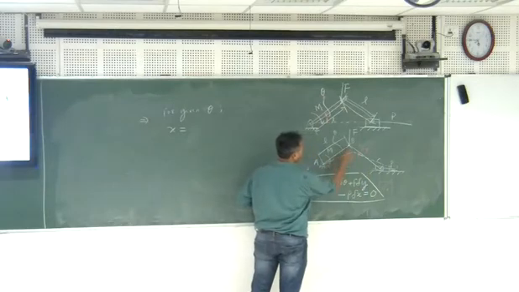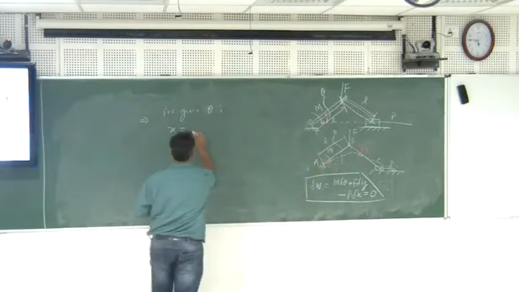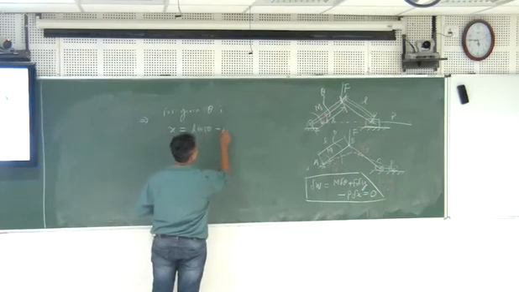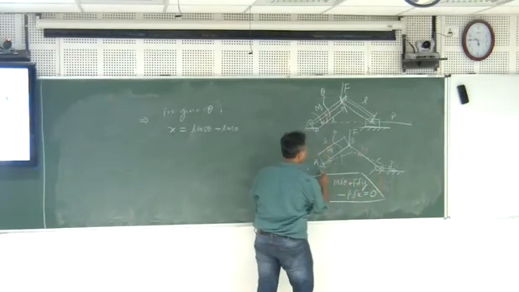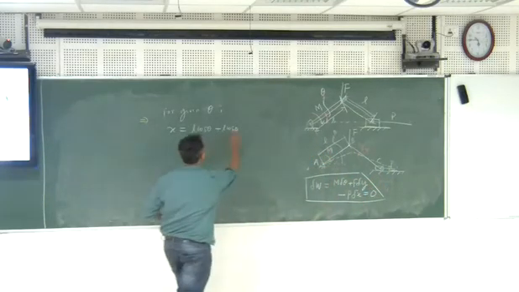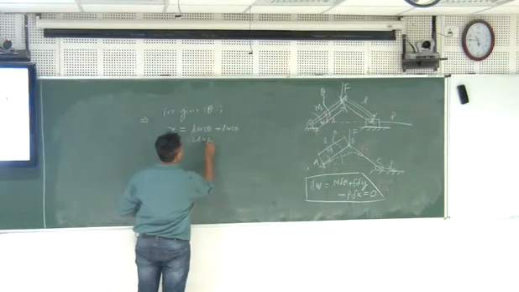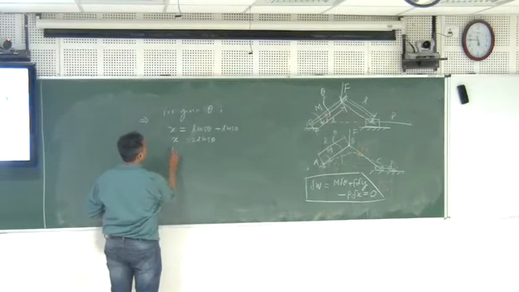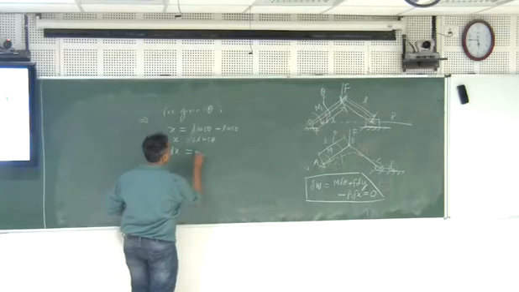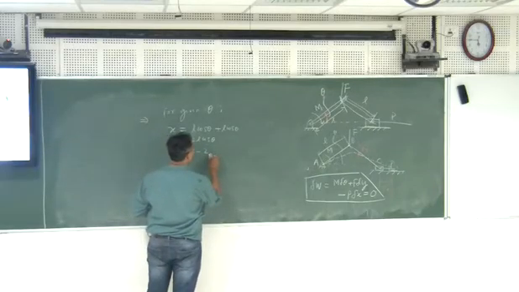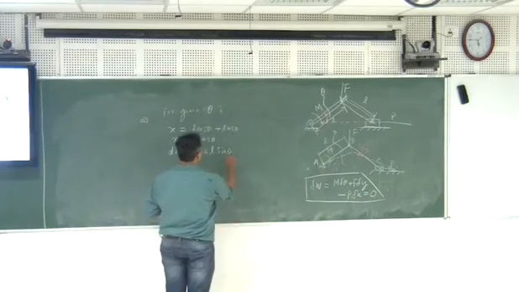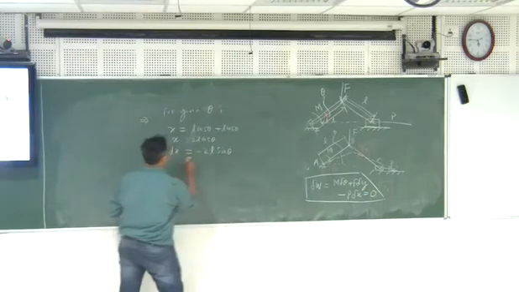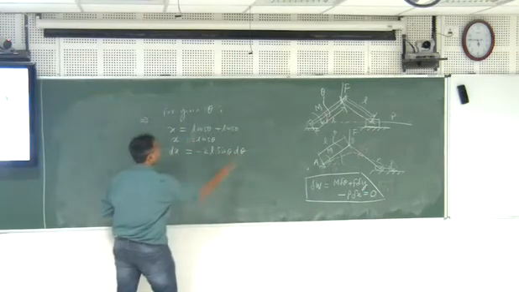What is this? This is L cos theta. This is L cos theta plus L cos theta. So total X of this particular point, this X, is L plus L. So this leads to 2L cos theta. Now when you try to find dx, this is nothing but minus 2L sin theta d theta.